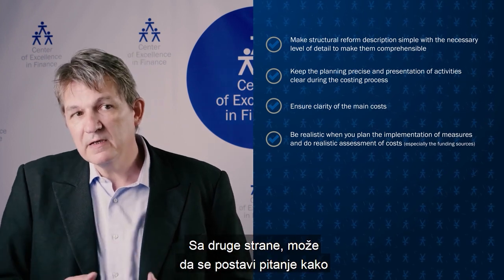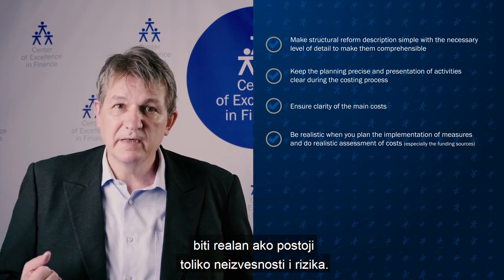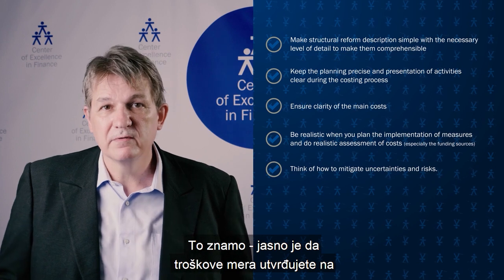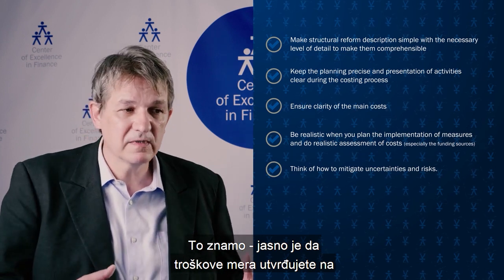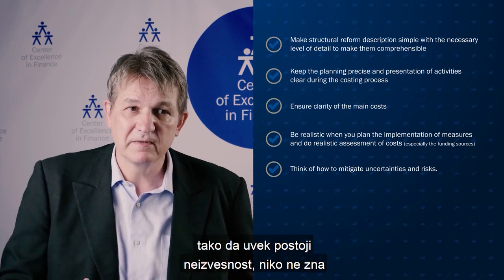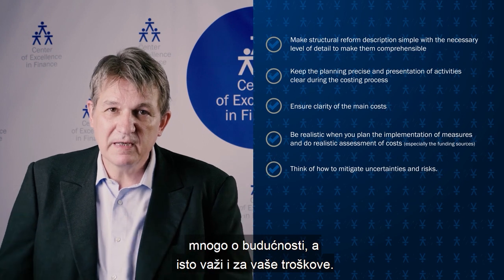But of course, you will maybe ask, how can we be realistic when there are so many uncertainties and risks? But it's clear that you cost measures that will happen in future. So there's always uncertainty. Nobody knows a lot about future. So it's the same with your costing. Today, you know what you know. Based on that, you make your best estimate. You explain it. You also explain the risk.